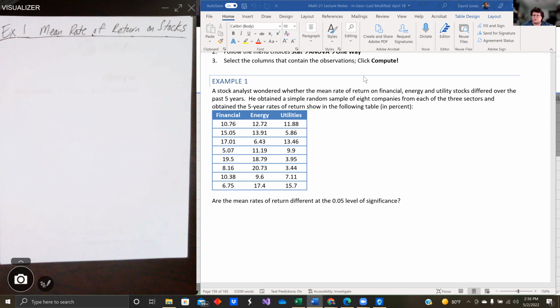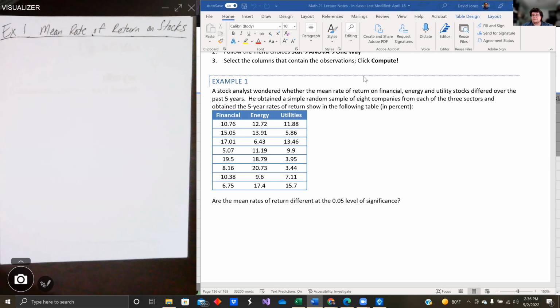So a stock analyst wonders whether the mean rate of return on financial, energy, and utility stocks differed over the past 5 years. Mean rate of return is like, if I invest $100, what percentage have I made or earned on that over the next time frame? A higher number means you earned more. Rate of return is what's returned back to you on your investment. So he kind of wants to invest in the one that is the best choice, and he wants to see which one that is.